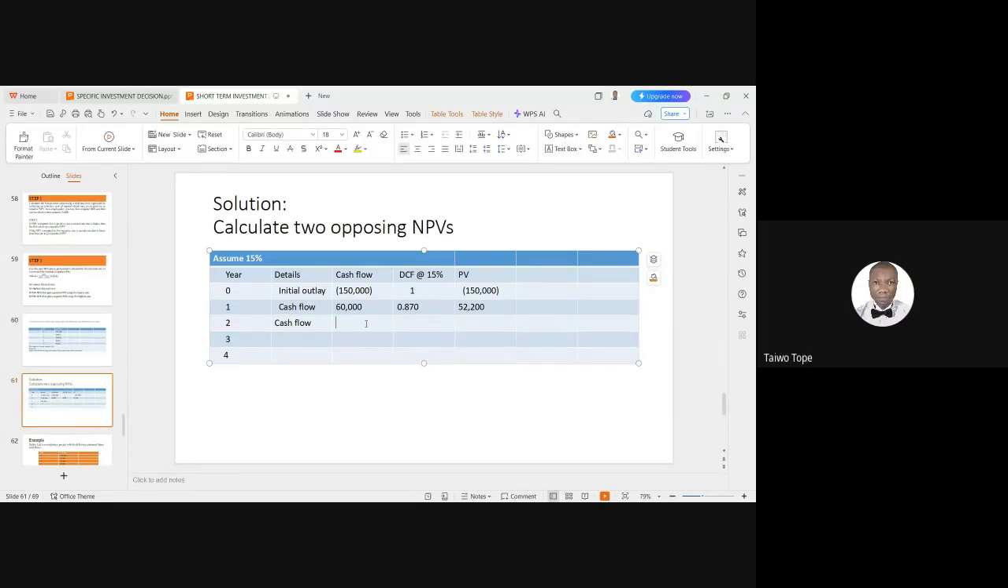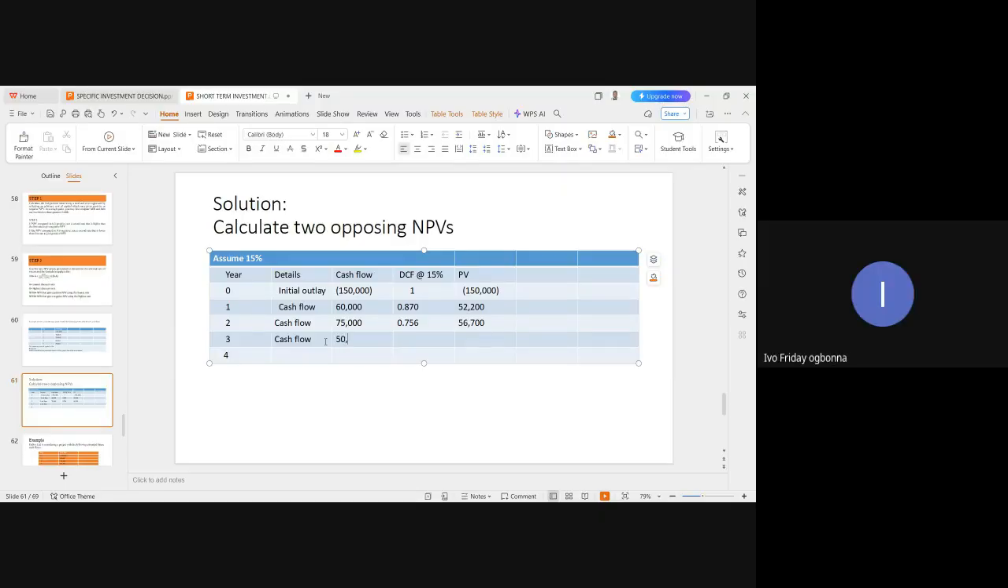So at year 2, the discount factor will be 0.756. Multiply 0.756 by 75,000, and you have 56,700.